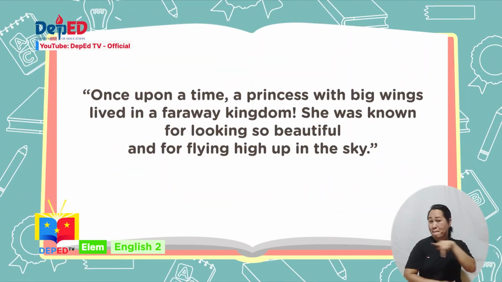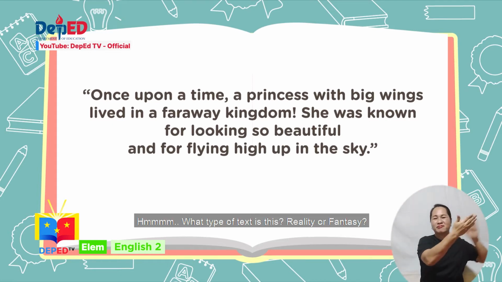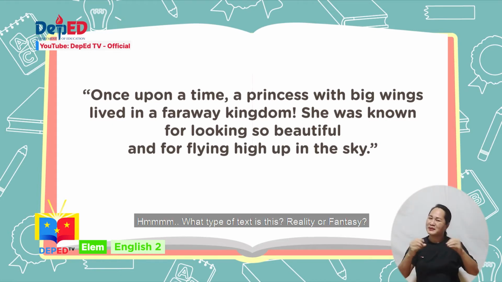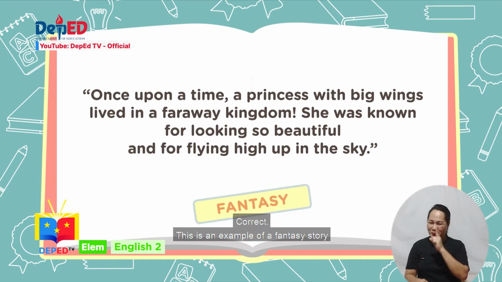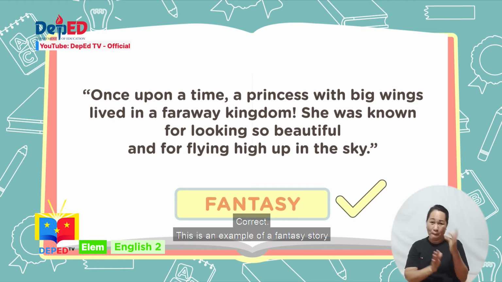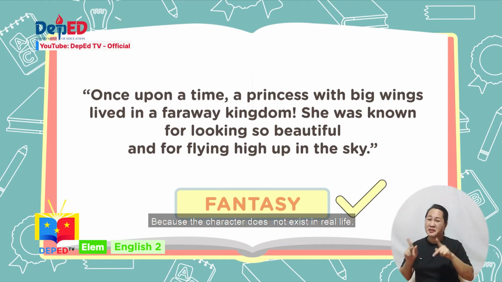Once upon a time, a princess with big wings lives in a faraway kingdom. She was known for looking so beautiful and for flying high up in the sky. What type of text is this? Reality or fantasy? Correct! This is an example of a fantasy story because the character does not exist in real life.